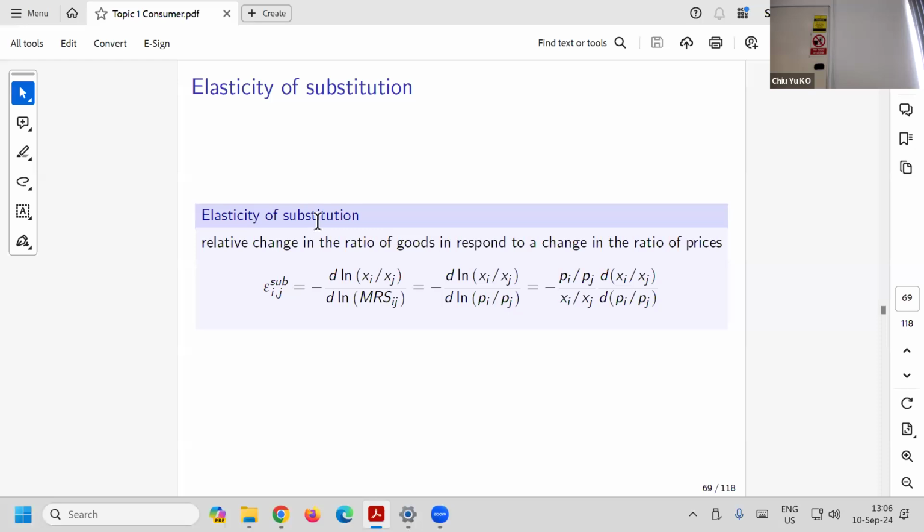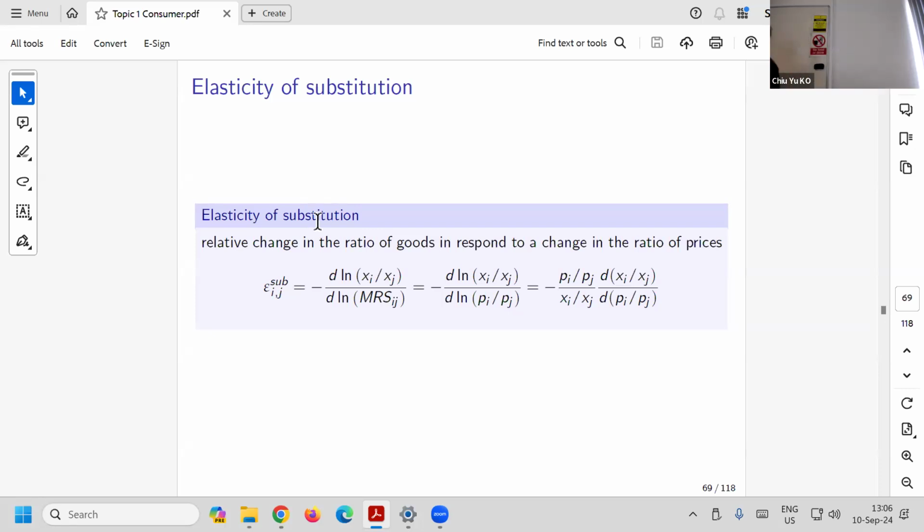And luckily, in terms of the market, MRS is equal to the price ratio. So that means how price changes change your consumption. That is what it means. And you can write it in this way. Why is this important?